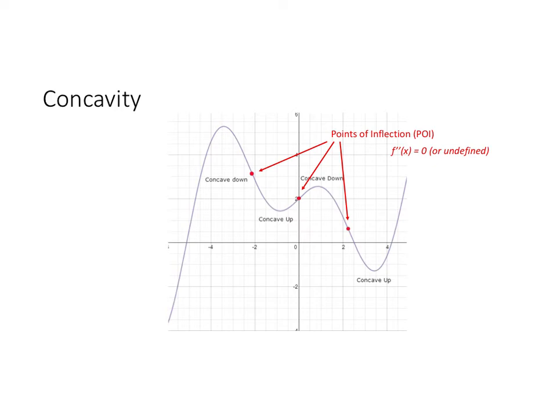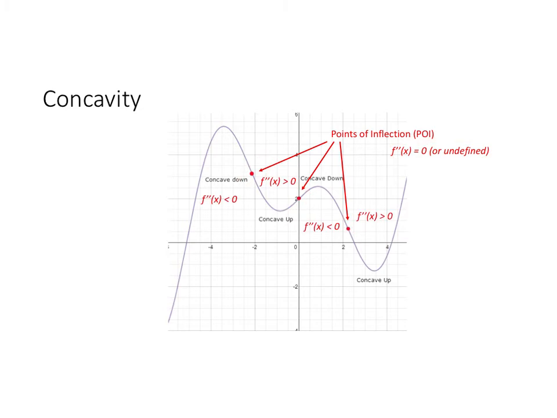Now, another way of looking at these points of inflection is where the second derivative is equal to 0 or is undefined, okay? So this is the original function. If we took the first derivative and then the second derivative, we would find that at these 3 red points, which are the points of inflection, the second derivative is 0 or undefined. In this case, I believe they're all going to be 0 here.